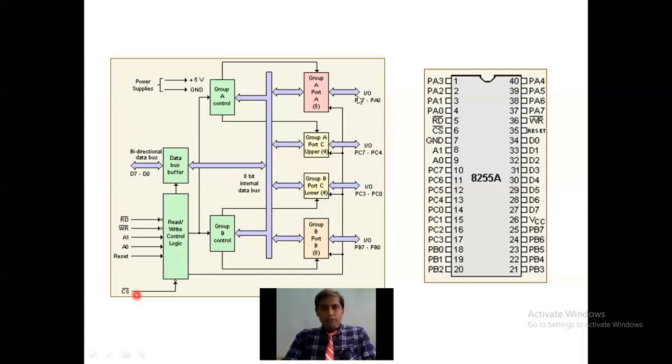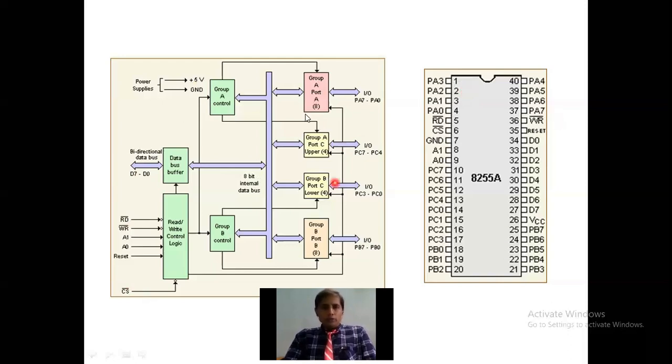Let us see how many pins are present. Port A has 8, they are bidirectional. Port C upper also 4, port C lower also 4, and port B 8. Total 3 ports, nothing but 24 here, plus 8 data lines. 24 plus 8 is 32, 33, 34, 35, 36, 37, 38, and ground and power supply. A total of 40 pins are there. If you see the same way here also 40 pins, 1 to 40, the same are distributed here.